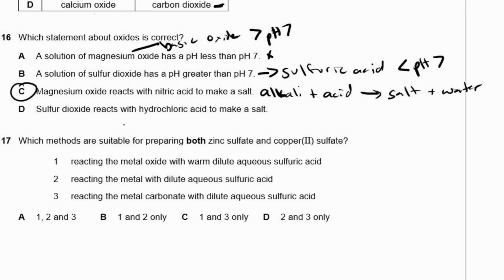And sulfur dioxide reacts with hydrochloric acid to make a salt. An acid plus an acid makes a salt? No, that's not any of the reactions that you were ever taught, I'm sure, because it's not true.